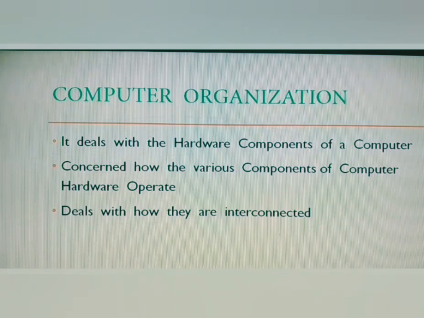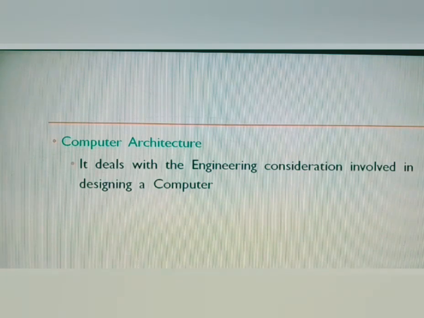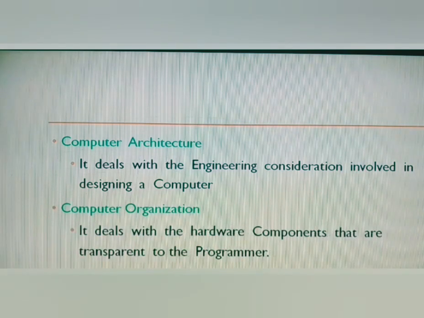Then what do you mean by computer architecture? Architecture just deals with the engineering considerations involved in designing a computer. Engineering design means internally it is going to do some operations, some connections, and dealing with that is called your computer architecture. Computer architecture deals with the engineering considerations. Computer organization deals with the hardware components that are transparent to the programmer.